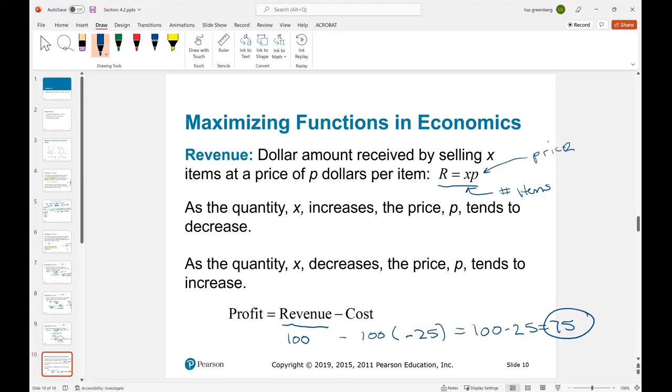Now, out of that, maybe that's not my complete profit because maybe I have to pay my rent and all those things. But just in general, that's why profit is equal to revenue minus cost. How much I bring in minus how much it cost me for the items that I sold.